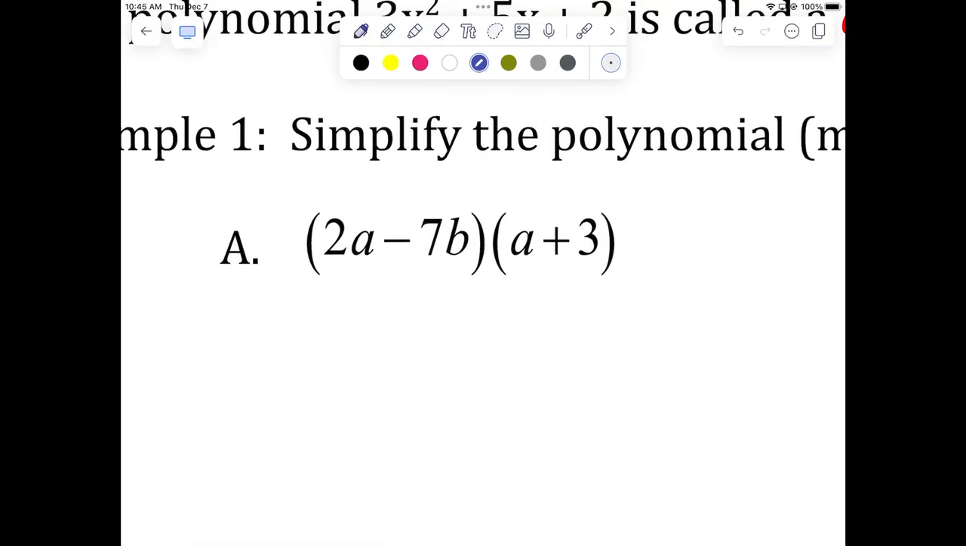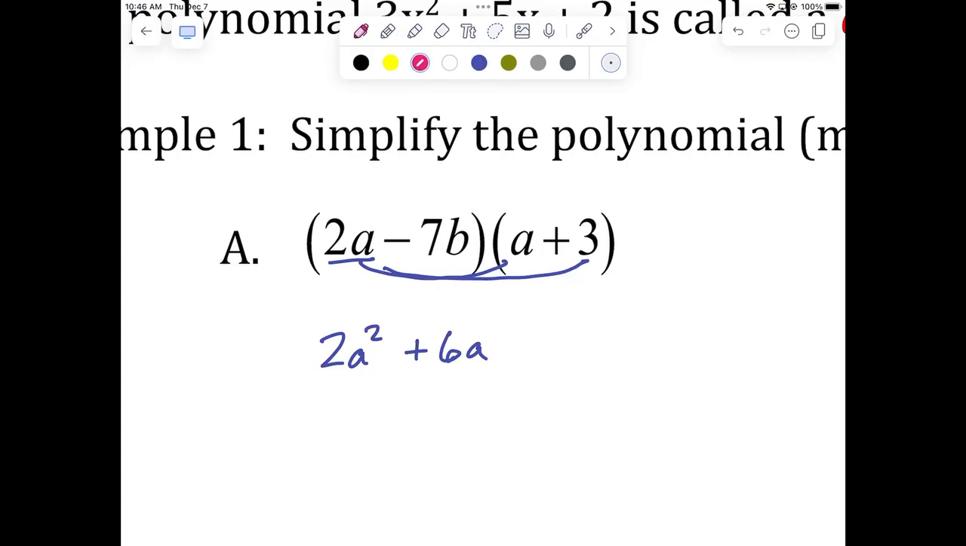2a minus 7b times a plus 3. We want to multiply these two together. FOIL works, but let's try to do it without foiling. Let's see if we can leave FOIL behind us. We'll take the first term and distribute it all the way through to however many terms are in that second factor. There could be 10 terms in that second factor. We would just multiply through by 10 things. There's only 2 things, though. So what's 2a times a? 2a squared, plus 2a times 3 is plus 6a, okay? We've exhausted the first term.